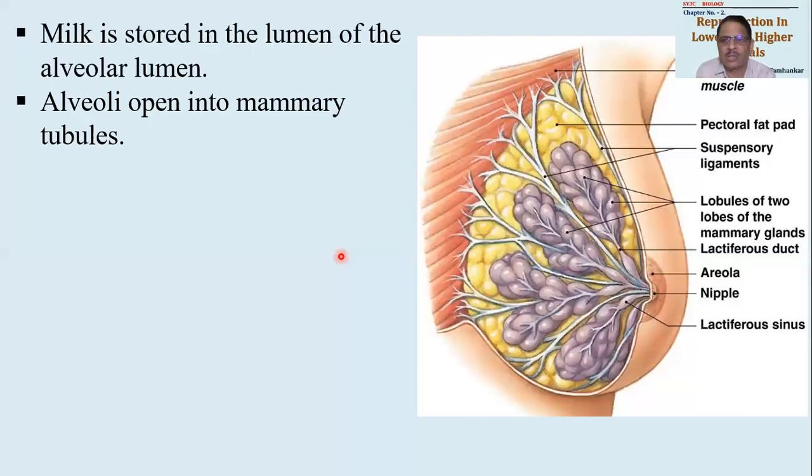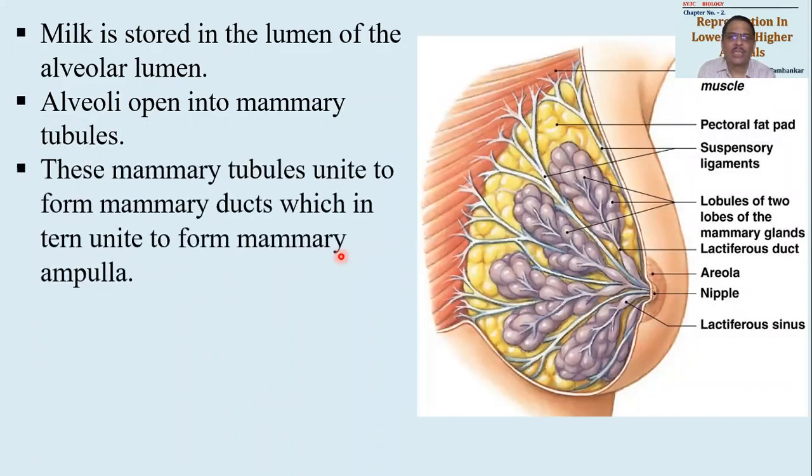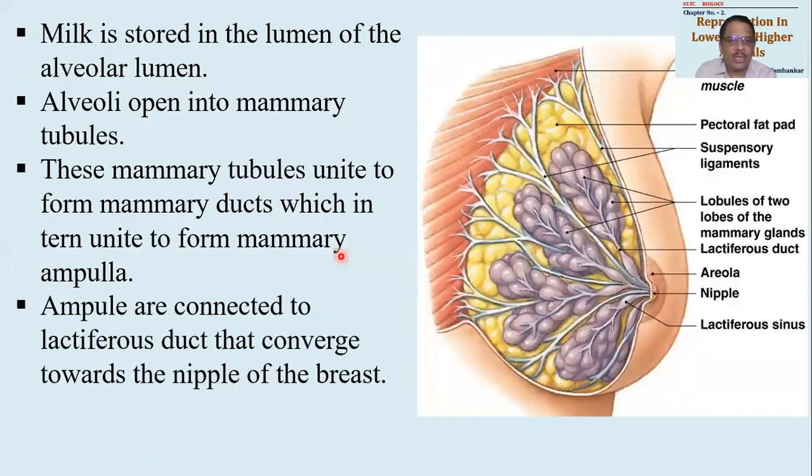Alveoli का मतलब क्या है? Sacs. Okay, so this sacs will be filled with milk. Milk will be stored over here. These sacs will be then opening into mammary tubules, and these mammary tubules then will unite to form mammary ducts. So initially tubules, then ducts. Okay, which in turn will unite to form mammary ampulla. Ampulla means sac-like structure. Okay, these ampullae are then connected to lactiferous duct, and these lactiferous ducts will converge towards the nipple of the breast.